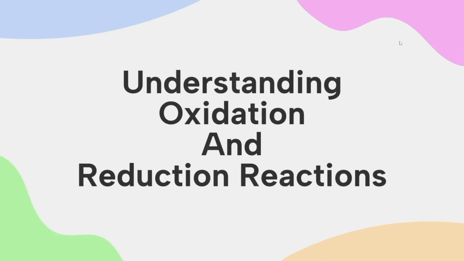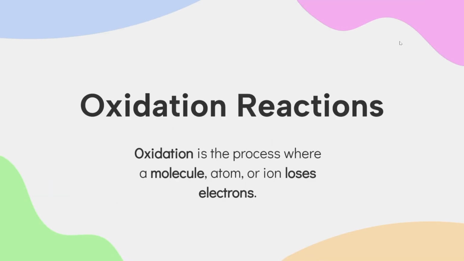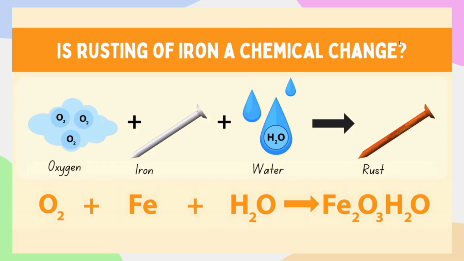We'll be starting with the understanding of oxidation and reduction reactions. Firstly, we'll talk about oxidation reactions. So what are oxidation reactions? Well, it is the process where a molecule, atom, or ion is losing their electrons. And here I have an example of rusting in iron. When iron rusts, iron atoms are losing electrons to oxygen to form the iron oxide.